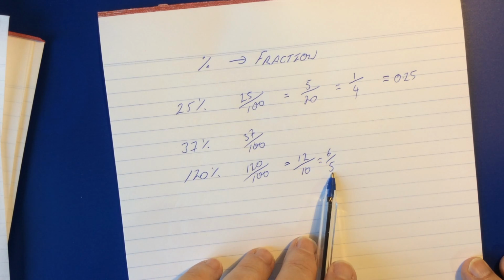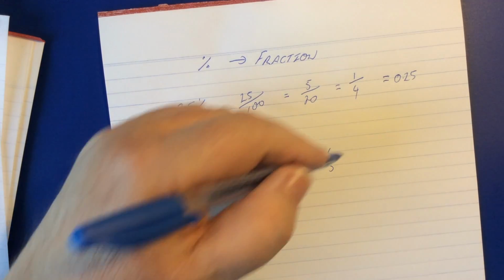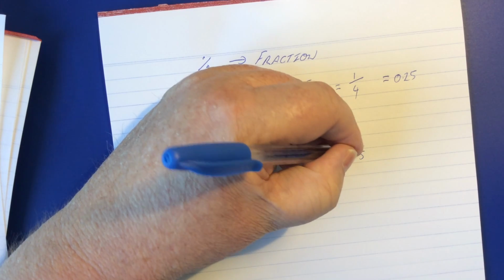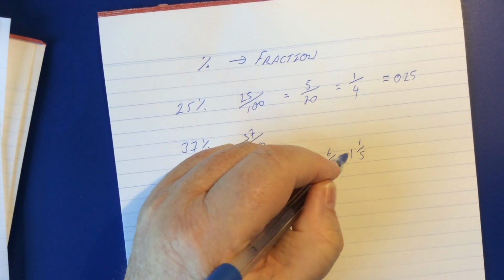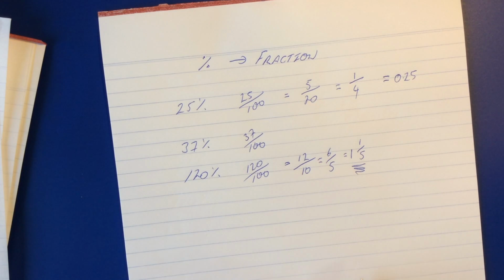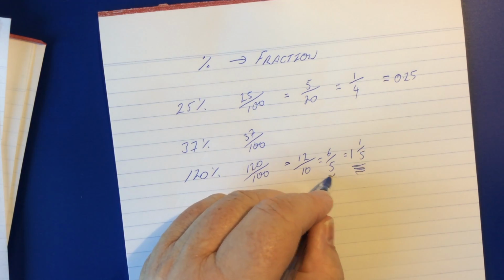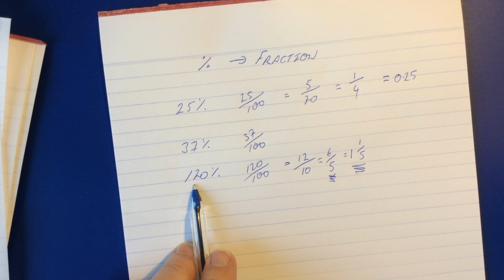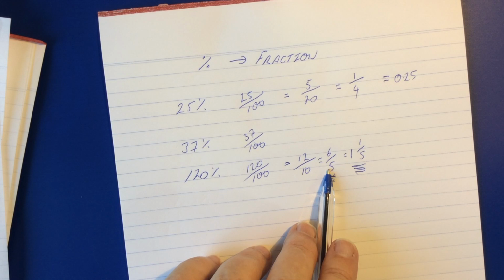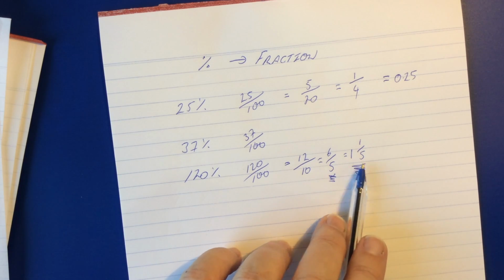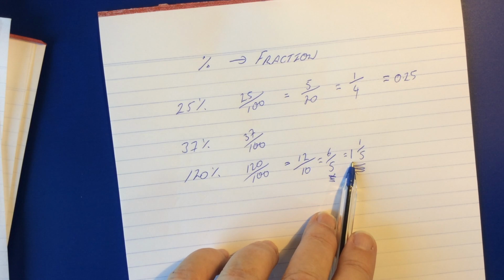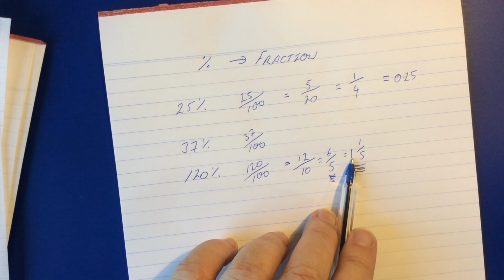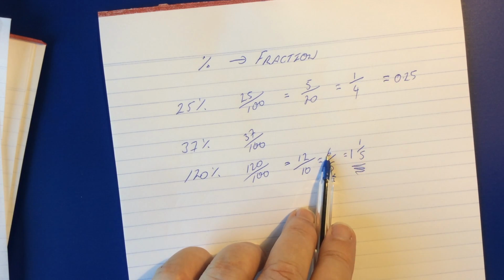Now, this is an improper fraction, and if we want to write it as a mixed numeral, we can. It is 1 1/5. So that's our answer as a mixed numeral, and that's our answer as an improper fraction for what 120% is as a fraction. How do I get from here to here? 5 goes into 6 once and 1 remainder. How do I get back from here to here? 5 ones are 5 and 1 is 6.